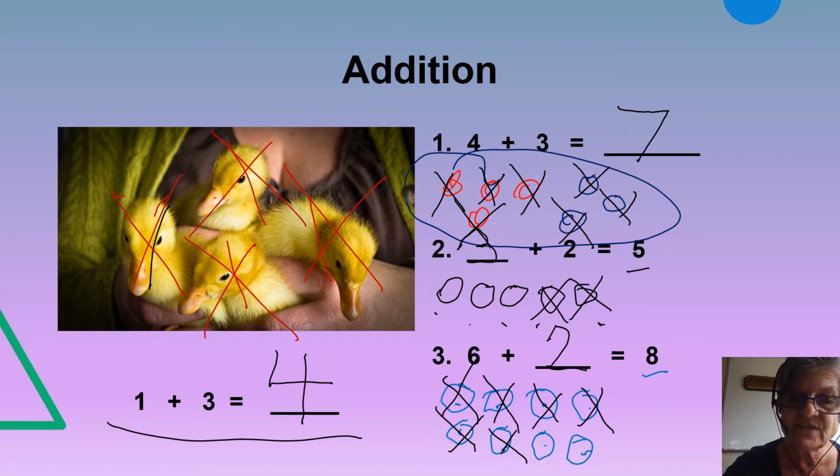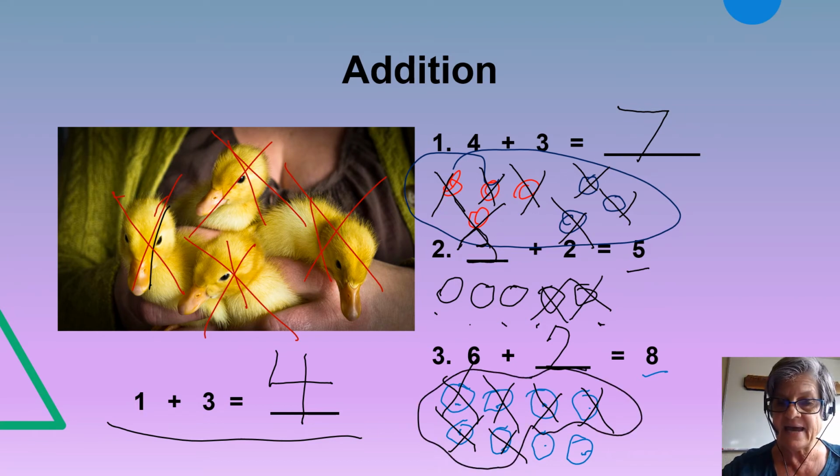So I know if I have 6 circles and I add 2 more, I will get 8. So funny, I have to subtract to find the missing number. Now let's go to our very last page.